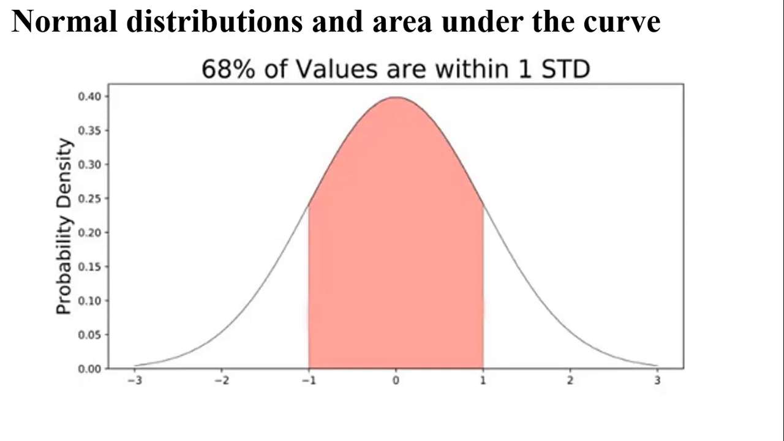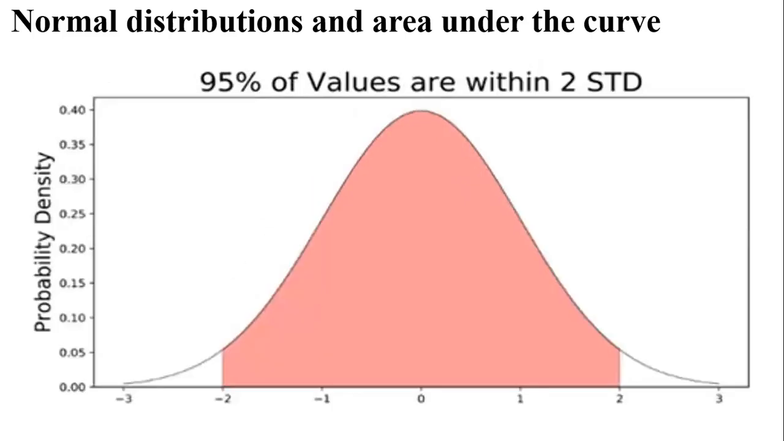Then we move to 2 standard deviations to the right and 2 standard deviations to the left. Then we see the area also. When you move 2 standard deviations to the right and 2 standard deviations to the left, the area that will be occupied by the normal curve is 95%.